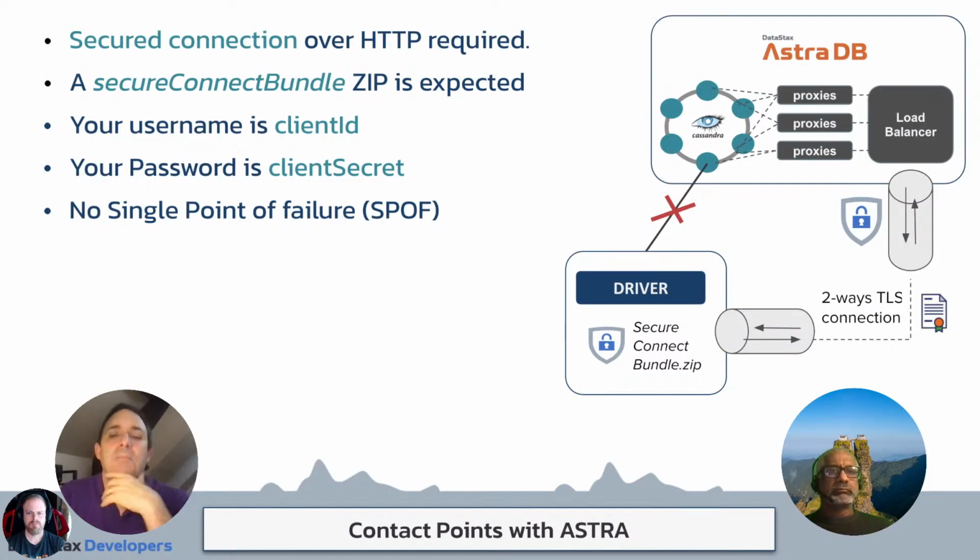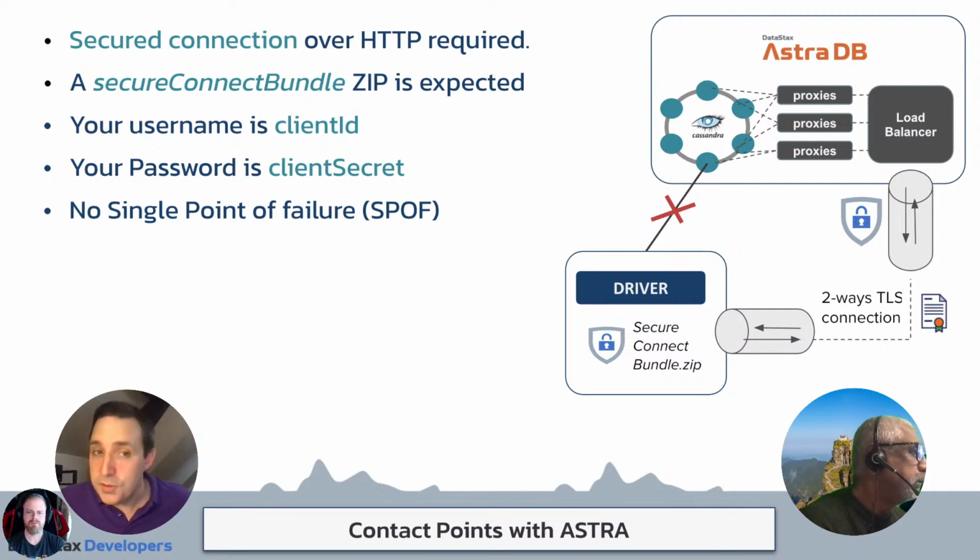Okay, but here we are using a cloud service. The database you just created is Astra DB. It's a software as a service, and we cannot open a port like 9042 for everyone. It's not the way the web works. You need to work through HTTP. So at the Astra level, we have defined proxies and load balancers with no single point of failure. And you will need to add a zip file at the driver level.